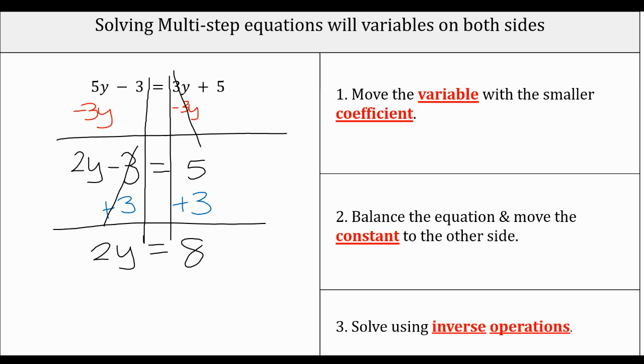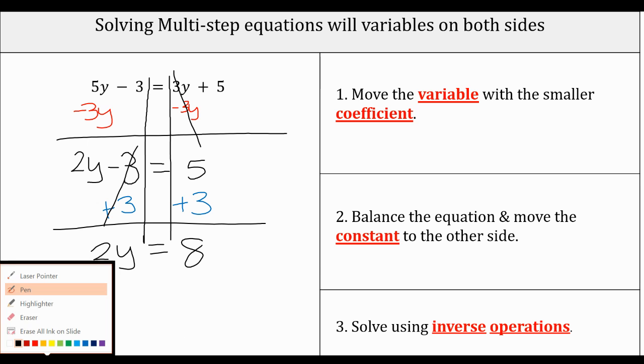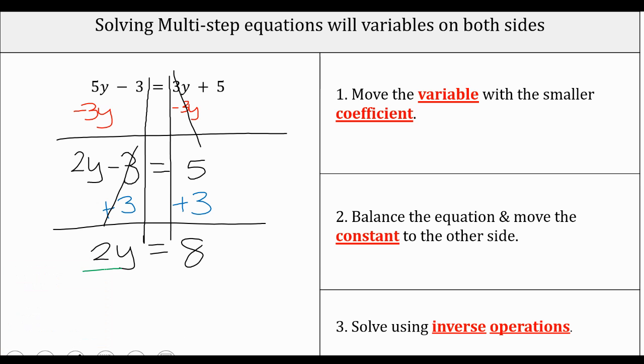And then our last step is just solve using inverse operations, which is what we have been doing. We're going to divide by 2 on both sides. And we get y equals 8 divided by 2 is 4. Okay, so we just moved the variable with the smaller coefficient, and that just brought us to a two-step equation, which hopefully you are familiar with. And we just move the constant and make sure we isolate the variable. Let's look at another example.